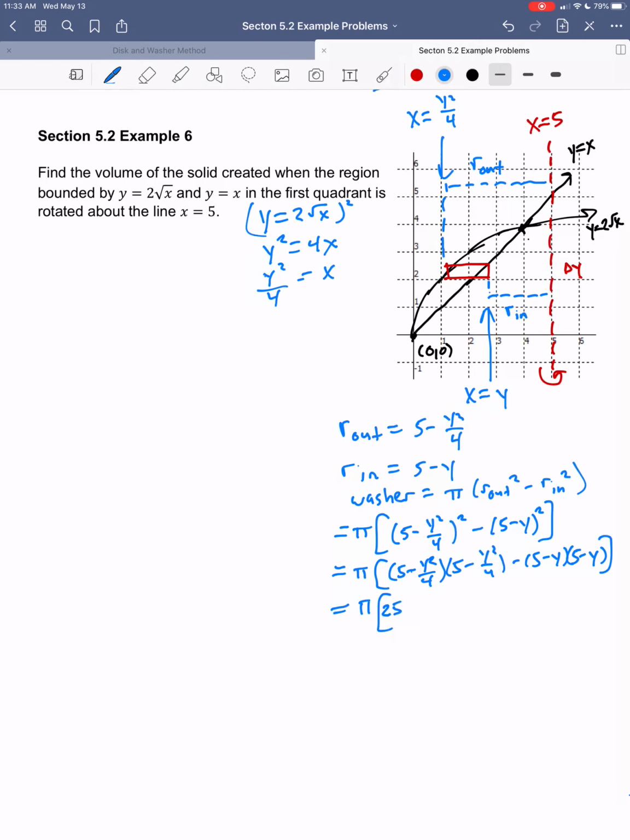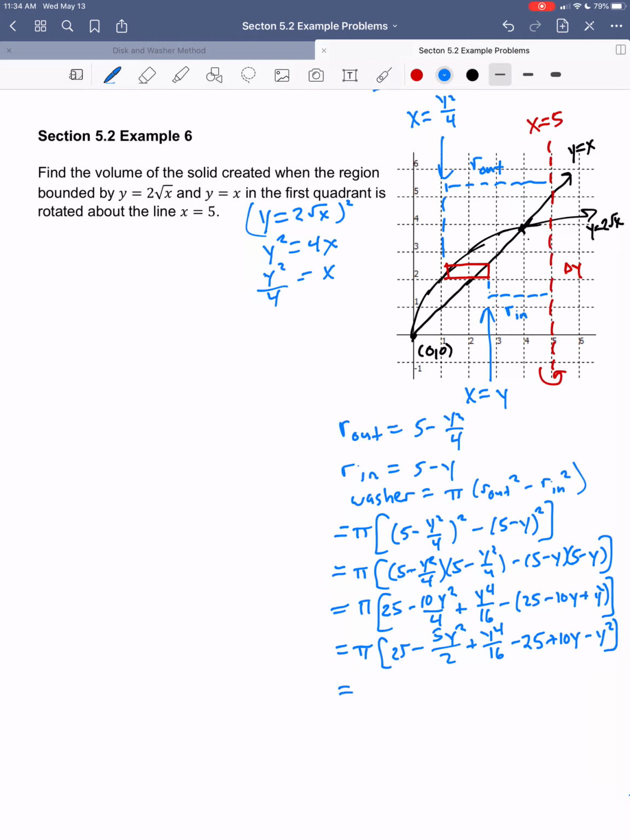So 5 times 5 is 25. 5 times negative y squared over 4, so that's negative 5y squared over 4, and I get that twice. So I get negative 10y squared over 4. And then I get negative y squared over 4 times negative y squared over 4, that's positive y to the 4th over 16. Here, 5 times 5 is 25, minus 10y plus y squared. So we get 25 minus 5y squared over 2 plus y to the 4th over 16 minus 25 plus 10y minus y squared.